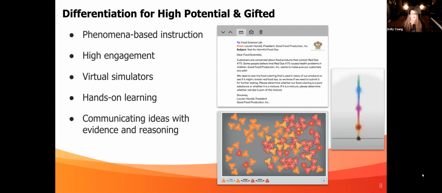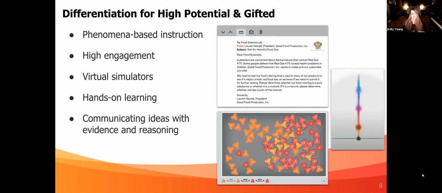Another demographic that is really important for me are our high potential and gifted students. I want to make sure that my students who are, you know, really high performing, really need a challenge are also engaged the entire time that they are learning. And Nick kind of touched on this beforehand about Amplify being a phenomenon based instructional model.